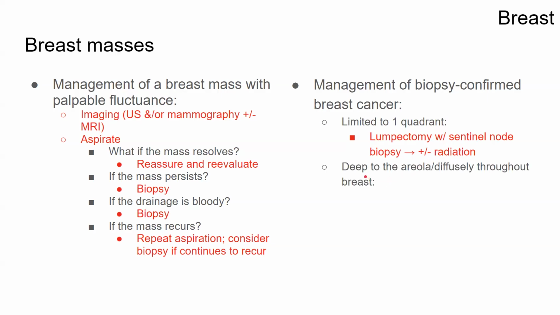If it's deep to the areola or diffusely throughout the breast, you want to get a mastectomy, or take the whole breast out, which basically is because you can't pick one quadrant to take out without leaving residual cancer behind. So you just take the whole thing out.